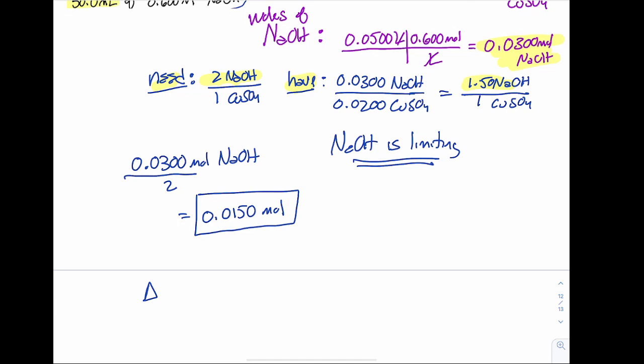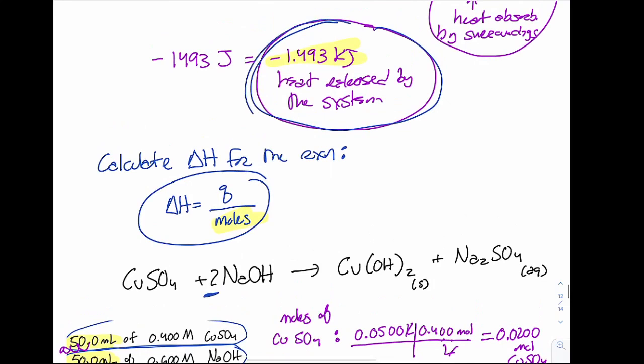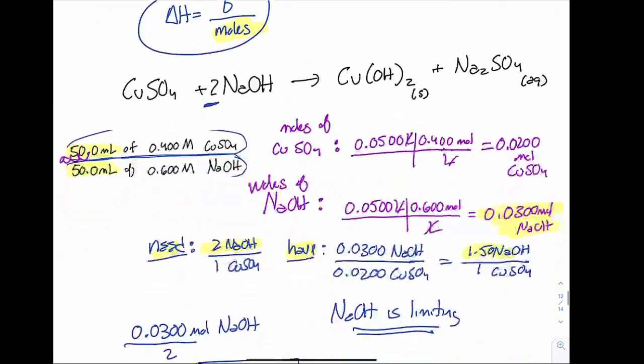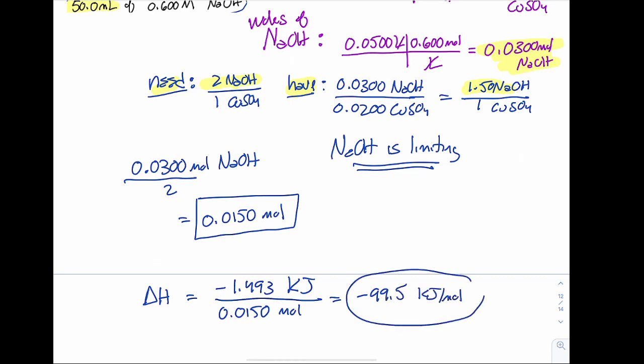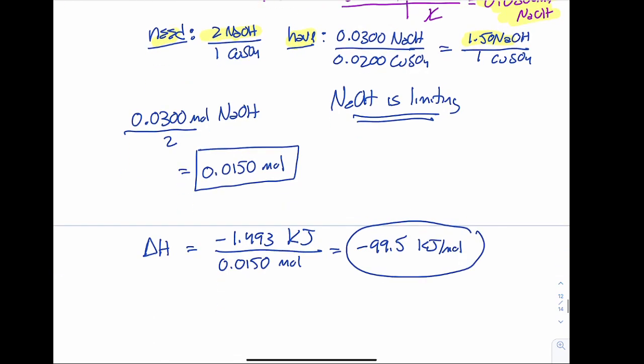So almost done, I promise. Delta H is a negative, going back up, I'm taking this number. So negative 1.493 kilojoules. I have 0.0150 moles. And then I'm going to grab my calculator. We'll divide that out. And I got a negative 99.5 kilojoules per mole. So that would be my enthalpy change, right? The heat of reaction for this problem.